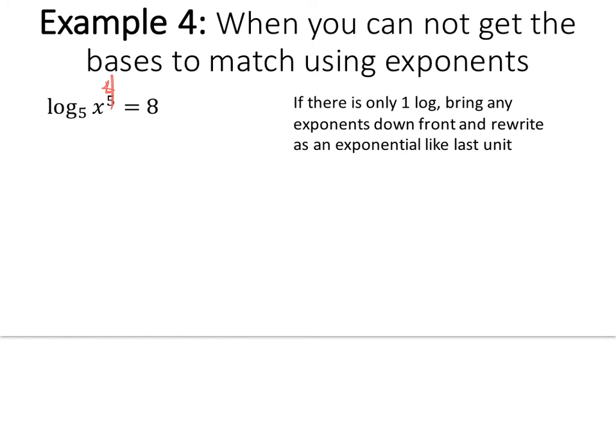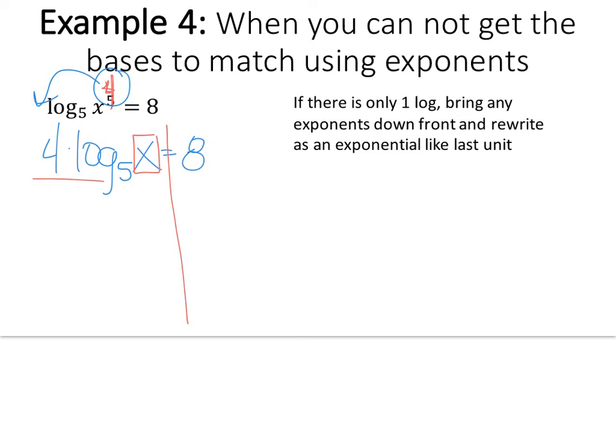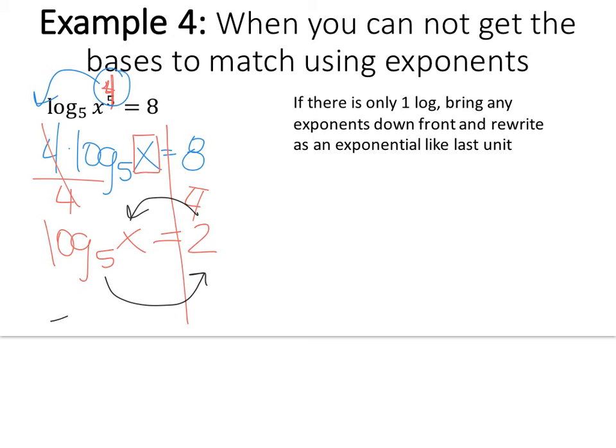So if you only have one log in a problem and it's just set equal to a number, you're going to use your power property where you bring that power out front. So I have 4 times log base 5 of x equals 8. From here, if I'm trying to get x by itself, I have to get rid of everything outside of it. And the furthest thing from it is this 4. So I'm going to divide both sides by 4 to get log base 5 of x equals 2. From here, we're just going to rewrite it. Once I have log set equal to a number, that's when we rewrite it as an exponential. So 5 squared equals x, which means x is 25.